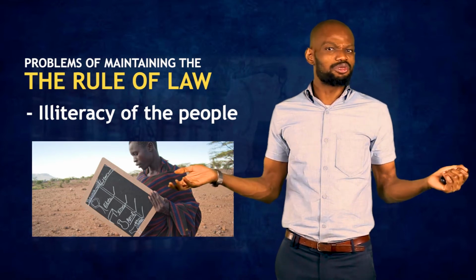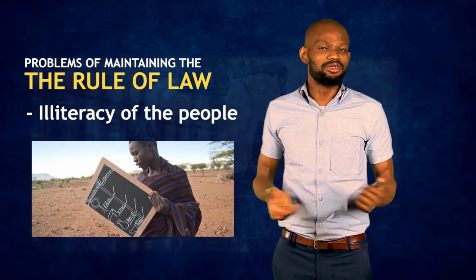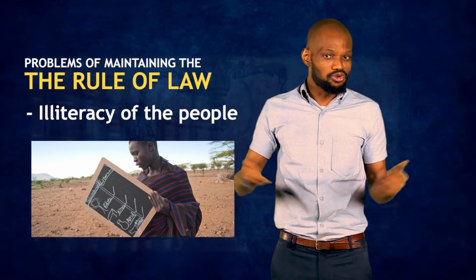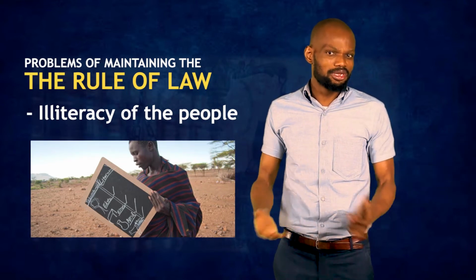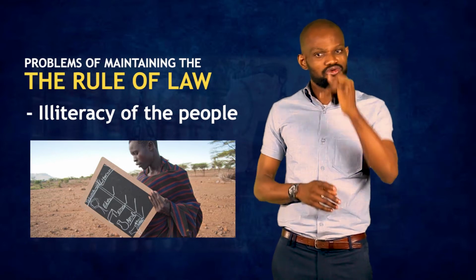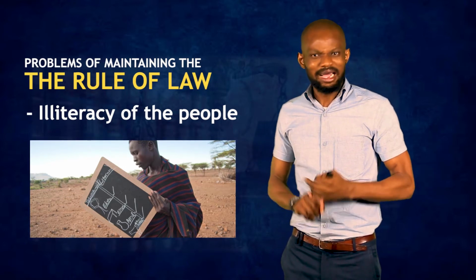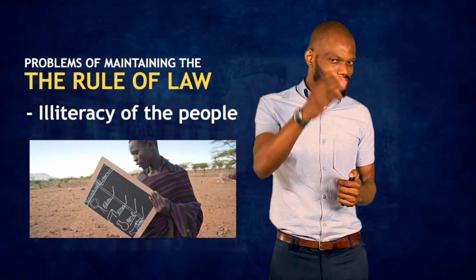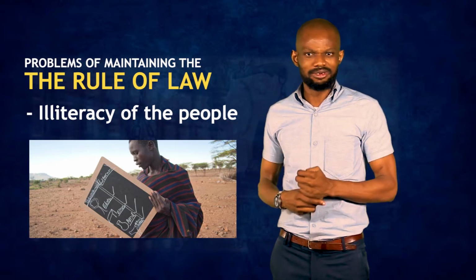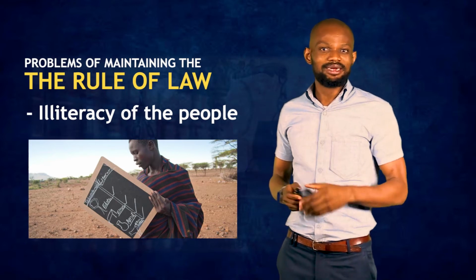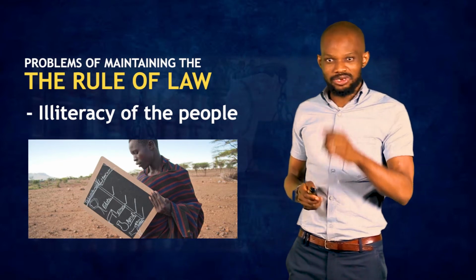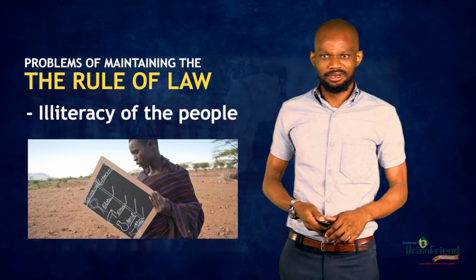So, if you say, for instance, that Nigeria is a country where some people do certain things and get away with it, it is basically because the majority of the population do not know what their rights are, and also they do not know what the law says concerning certain things. So, illiteracy is one of the major reasons why the rule of law is not maintained in practice.